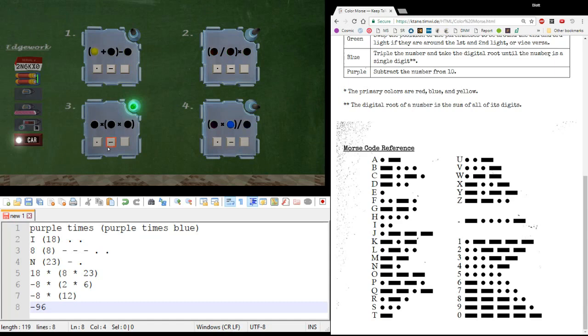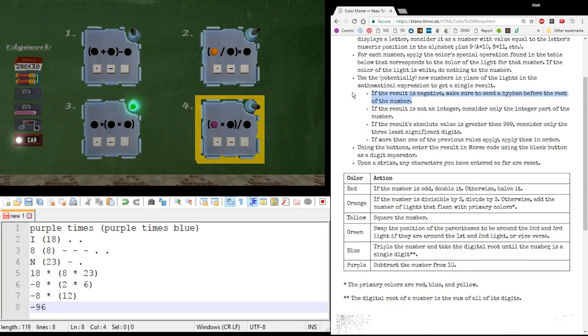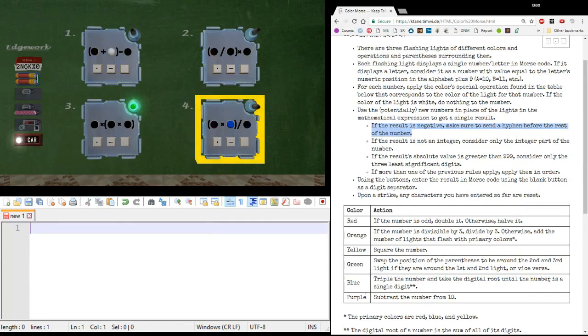So that's one. You'll notice that since we had a negative, it does specify up here on the first page of the rules, if the number's negative, make sure to send the hyphen first. So that's how we do one. Let's do another one. They're not too bad to go through. Let's do number 2. It is parentheses orange divided by green in parentheses times yellow.